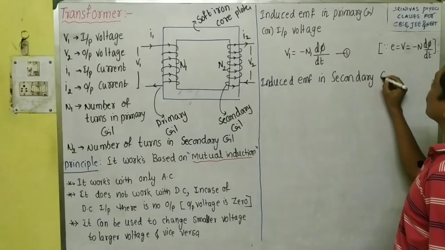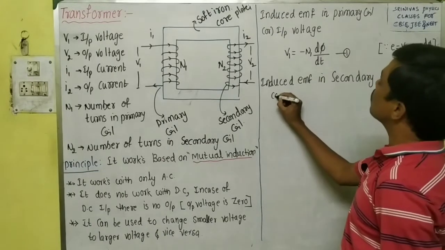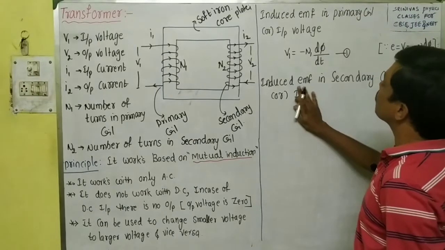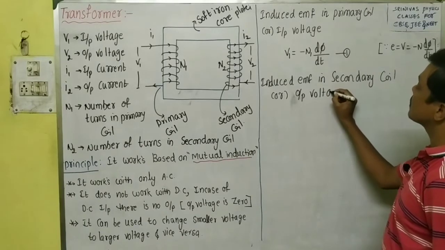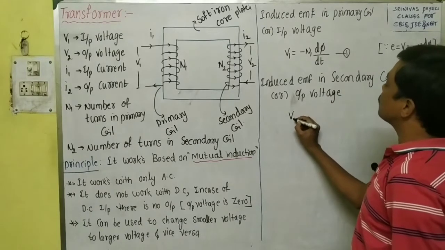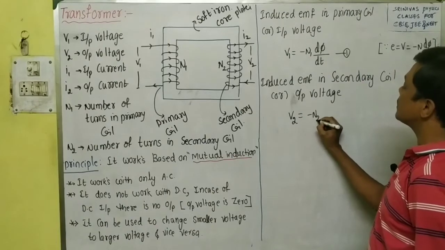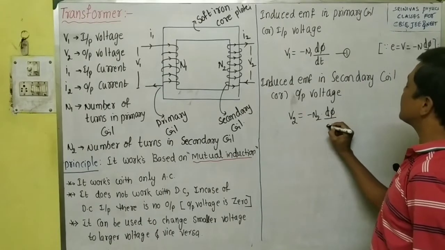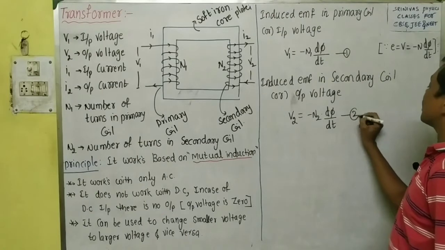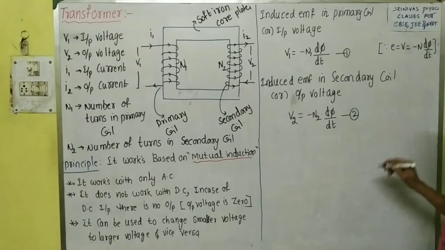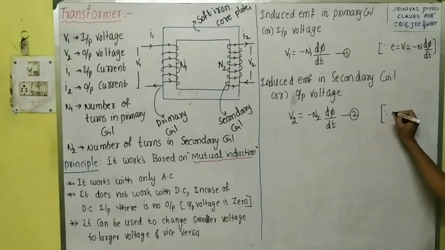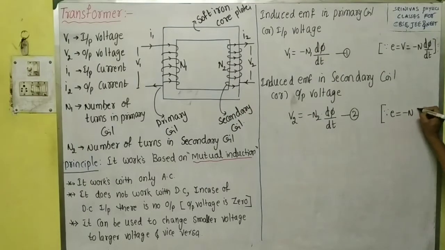That is equal to the output voltage, which is V2. Then we write V2 as minus N2 d phi by dt. The rate of change of flux is the same. The flux that changes in the primary coil will link with the secondary coil. We are considering that. Again we use Faraday's law: induced EMF equals minus N d phi by dt, the negative rate of change of magnetic flux.